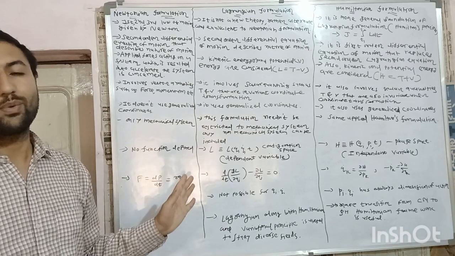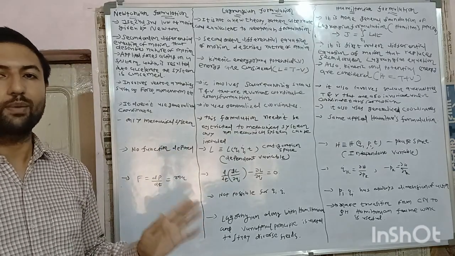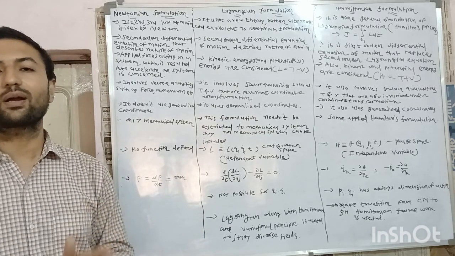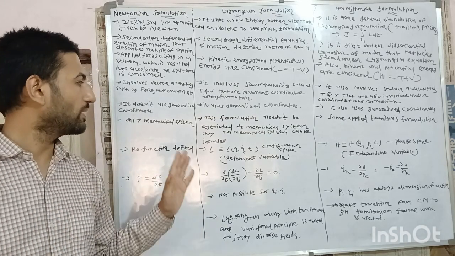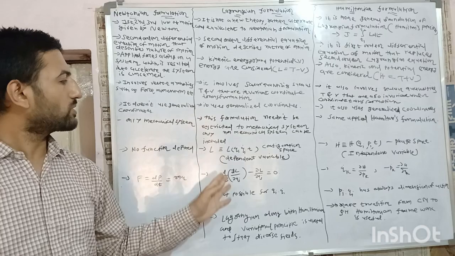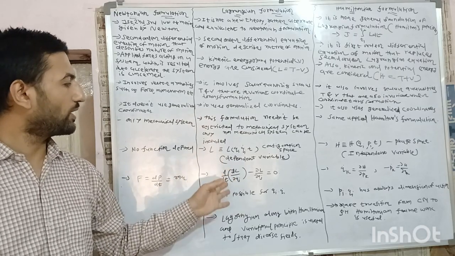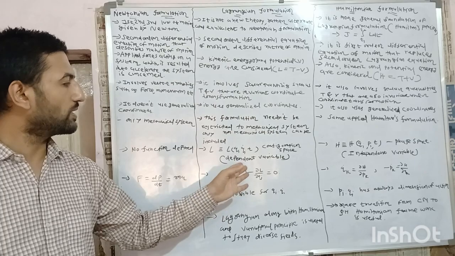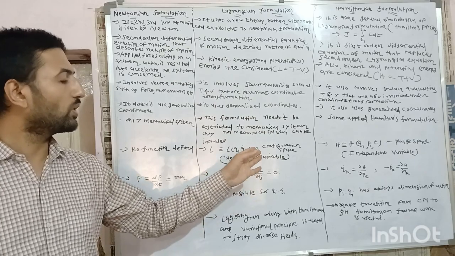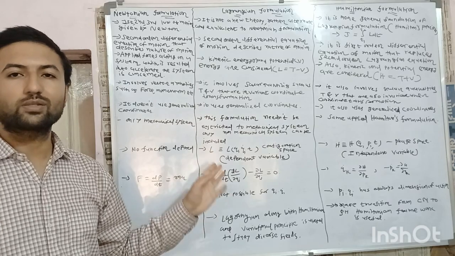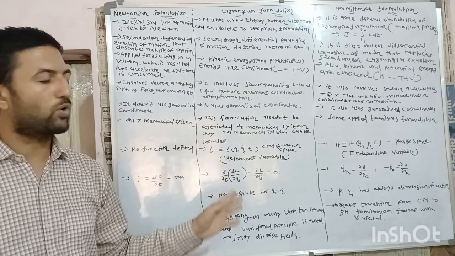The equation of the Newtonian formulation, which is more famous, is F = dp/dt = ma, which is the second law of Newtonian mechanics. While the equation of the Lagrangian formulation is d/dt (∂L/∂qj dot) − ∂L/∂qj = 0. This is the equation of the Lagrangian formulation for any kind of motion.